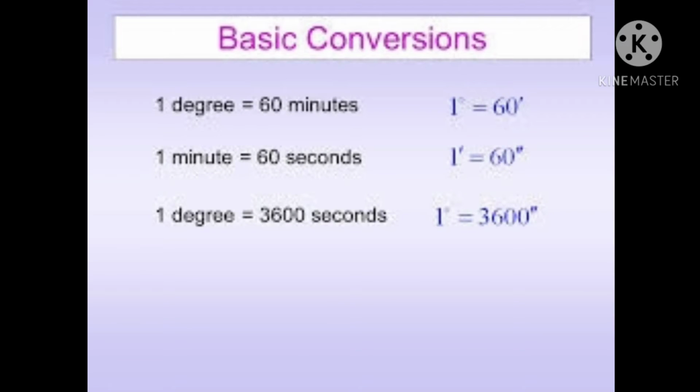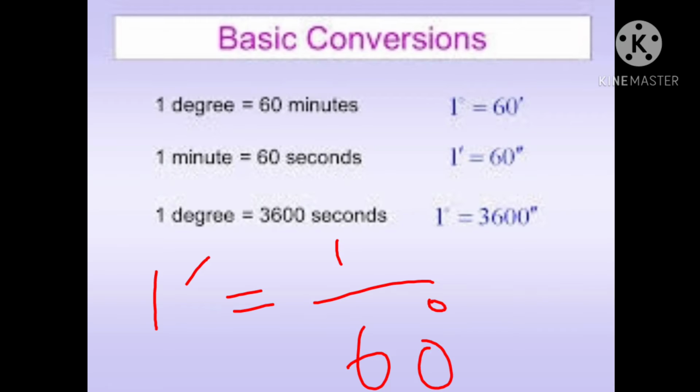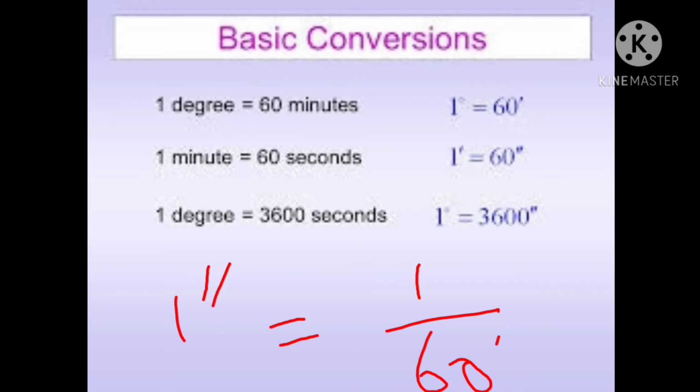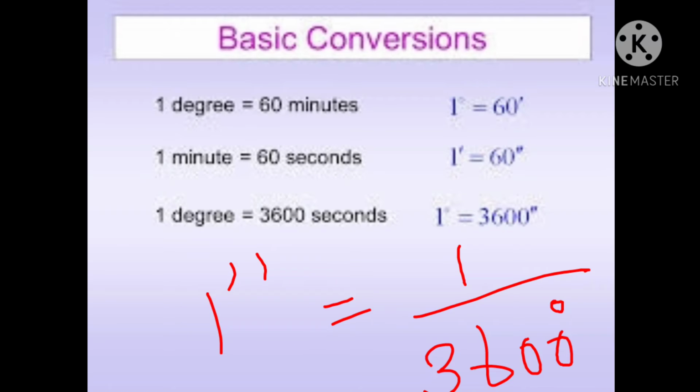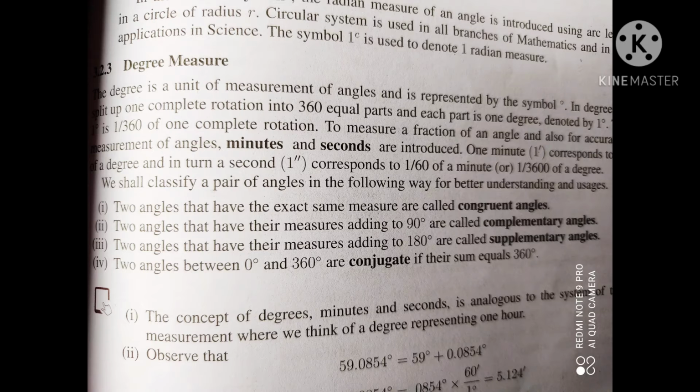Next, basic conversion. 1 degree is 60 minutes and 1 minute is 60 seconds. 1 degree is 3600 seconds. We use this basic conversion and write 1 minute is 1 by 60 degrees and 1 second is 1 by 60 minutes. Also write 1 second is equal to 1 by 3600 degree. Next, I will explain the degree measure.